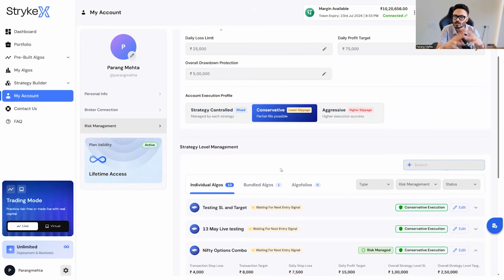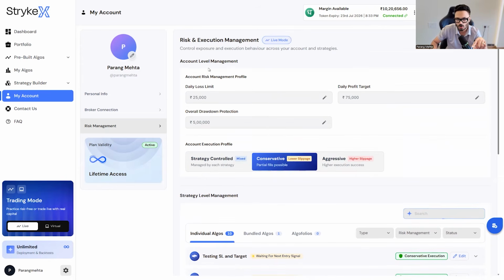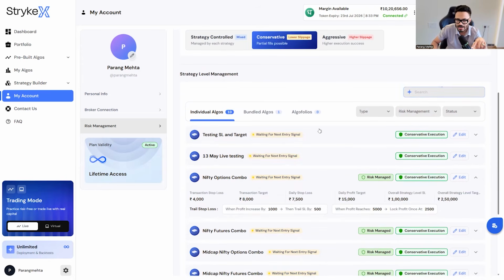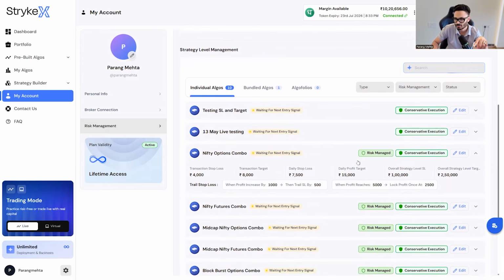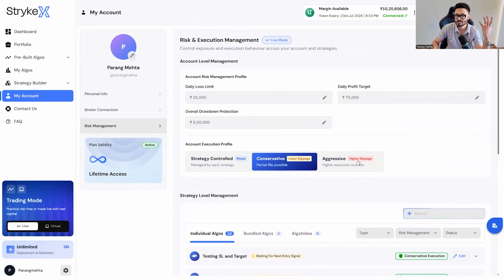And now you've got all your guardrails, which are your daily loss limit, your daily target limit, overall account level drawdown protection. So all of these are account level rules, and all of these are strategy level rules, right? So now it's up to you, the way you want to manage your strategy, the way you want to manage your algos. Everything is now there for you to experiment, for you to try, and now you're in complete control of your algos.